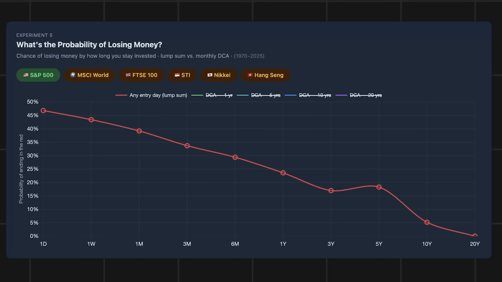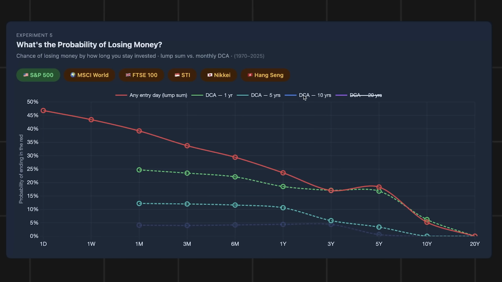Now, let's see what happens when you DCA your money over a 1-year period. This time, the loss probability is already lower than going all in on any random day. The longer you keep DCAing, the lower that risk gets. By the time you hit 20 years of DCA, it reaches zero. Not only that, DCA also helps you break even after a crash much faster too.